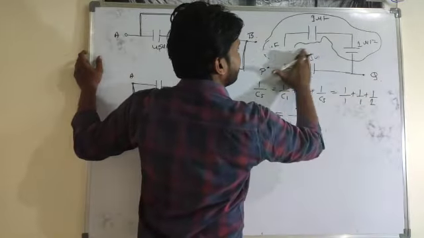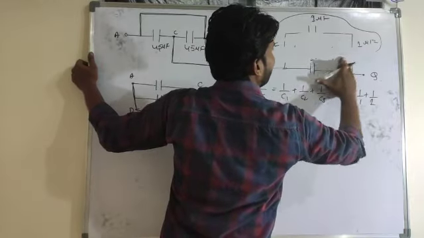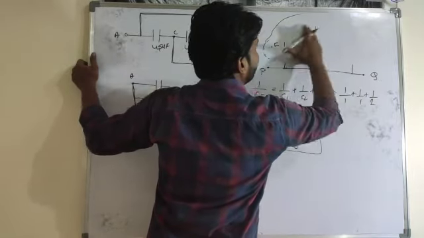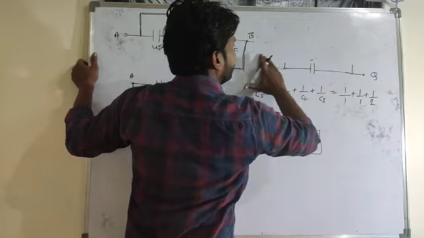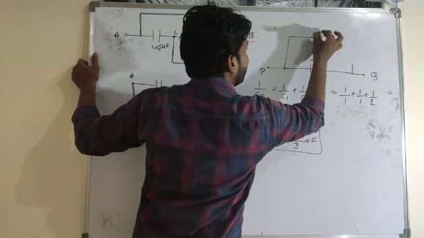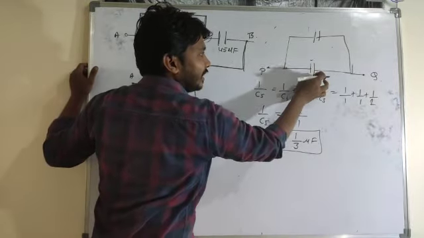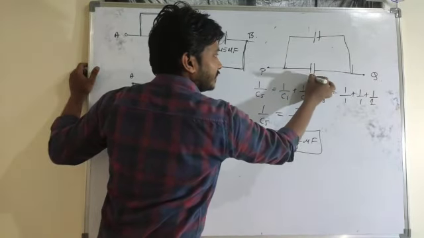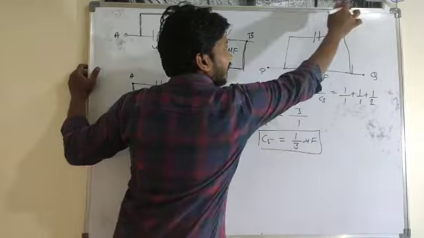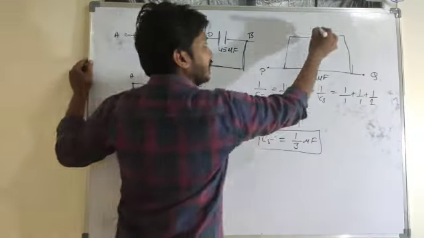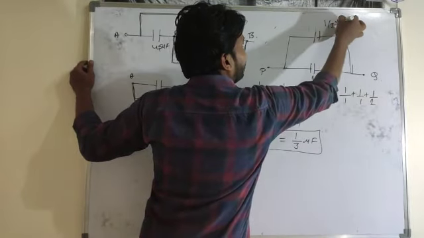Instead of 3 capacitors, I will write a single capacitor here. Why? Because they ask between P and Q, so you should not re-alter it. I will consider this 1 microfarad and the other 3 together, whose equivalent is 1 by 3 microfarad.